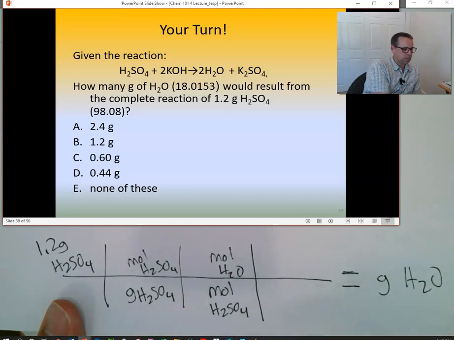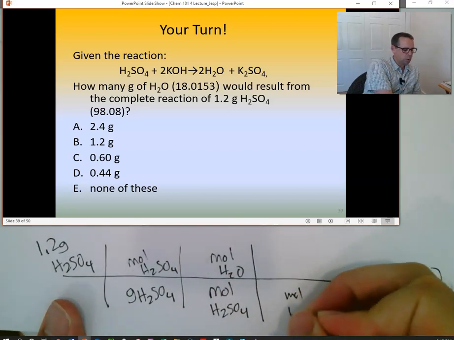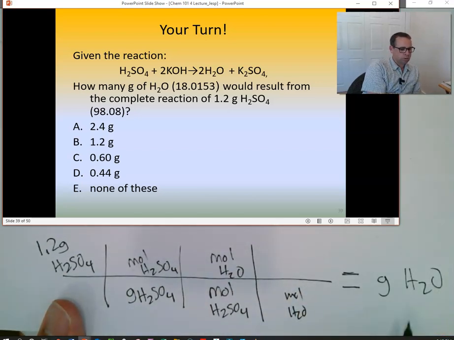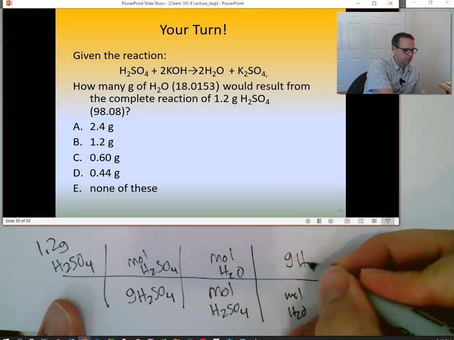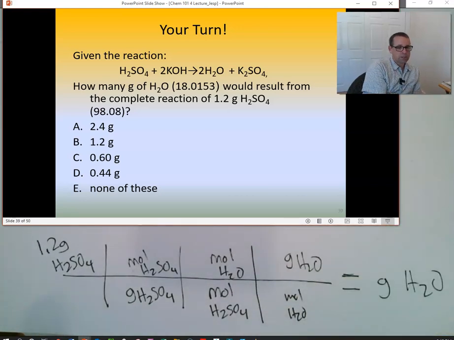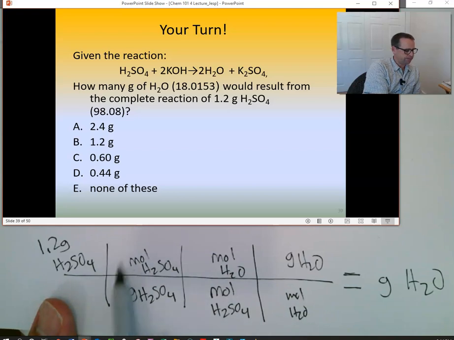That's what the equation can give me. And then I can go from moles of water to the grams. That's right, grams of water. Okay, so let's go back and fill these values in now. What is the value that's going to go here? 1. 1 what? Mole?